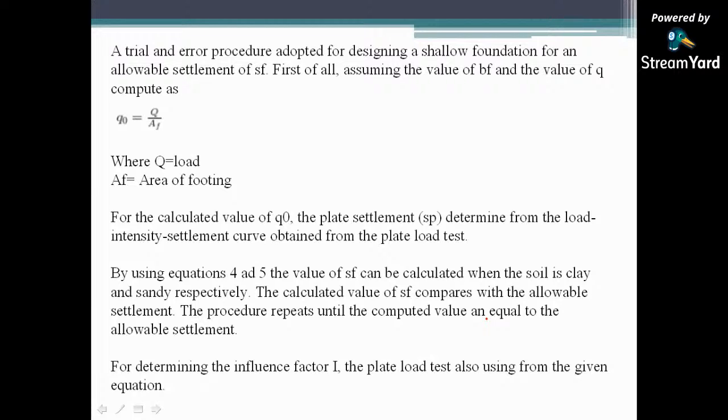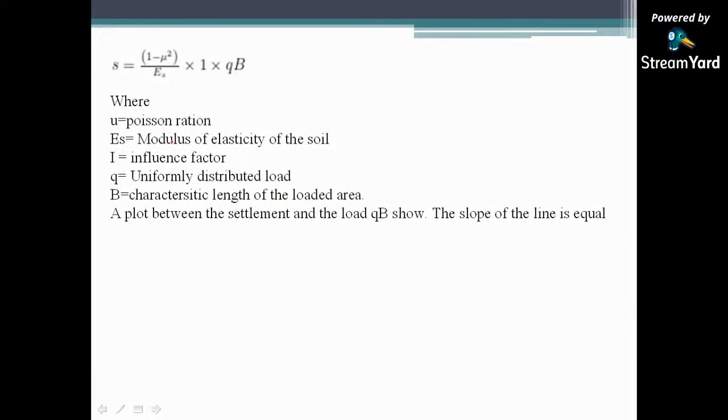For determining the influence factor, the plate load test is also used with the given equation. S equals (1 minus mu squared) upon Es into I into q into B, where mu is the Poisson's ratio, E is the modulus of elasticity of soil, I is the influence factor, q is the uniformly distributed load, and B is the characteristic length of the loaded area. A plot between the settlement and load qB shows the slope of the line is equal.